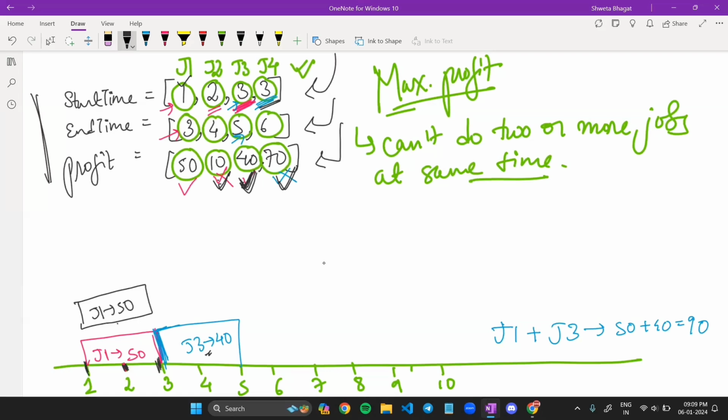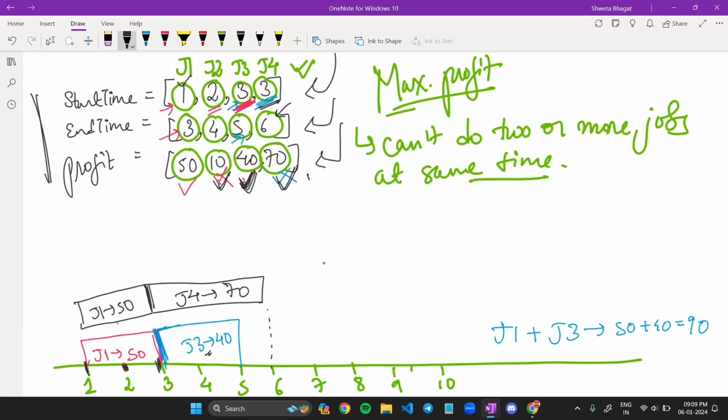So can we start job 4? Yeah, because at time equal to 3, we are not doing any jobs. So we will start job 4 and it will end at 6 unit of time. So from time equal to 3, job 4 will start and it will end at time equal to 6. So on doing job 4, we will be getting a profit of 70.